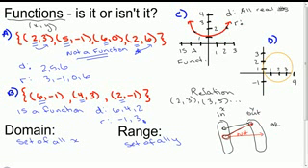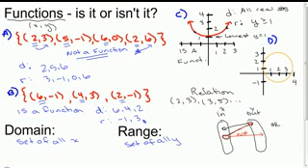My range, on the other hand, you'll see that I've got this curve and there is a lowest point, and the lowest height that I ever get is a y value of 1. Every other point on this graph has a y value somewhere above that y value. And so my range is all the y values that are greater than or equal to that lowest y value. And there we're using our inequality notation from last unit.